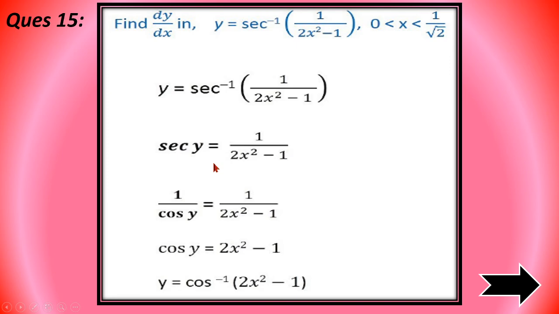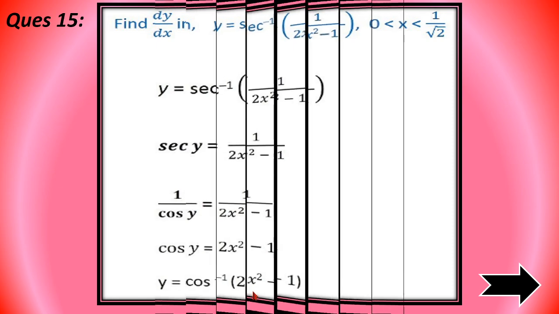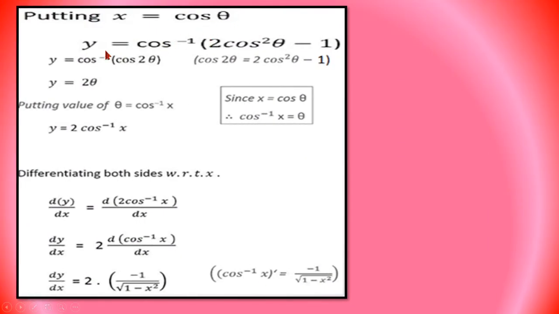Question number 15, y equal to sec inverse of 1 upon 2x square minus 1. Here, sec y is equal to 1 upon 2x square minus 1, right? Here, sec y can be written as 1 upon cos y. And now taking the reciprocal and taking cos inverse to both sides. Now, if I assume x as cos theta and put the value of x in this equation, I am getting cos 2 theta, because this thing is equal to cos 2 theta.